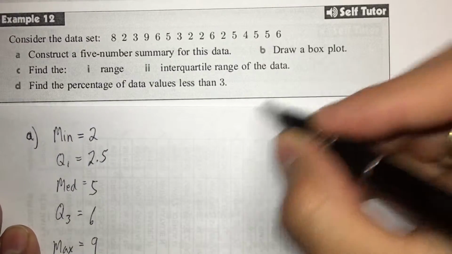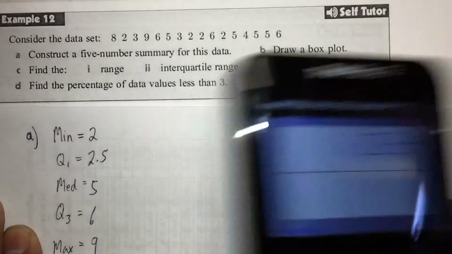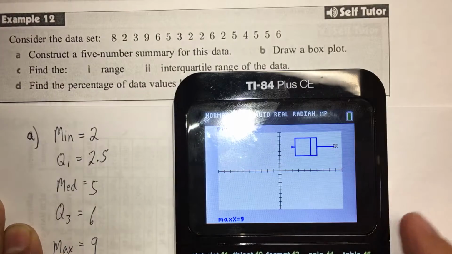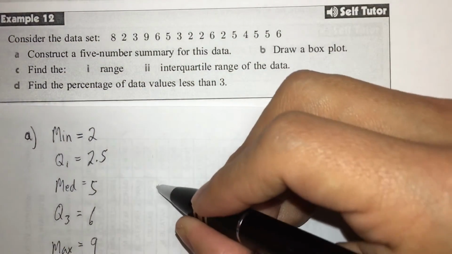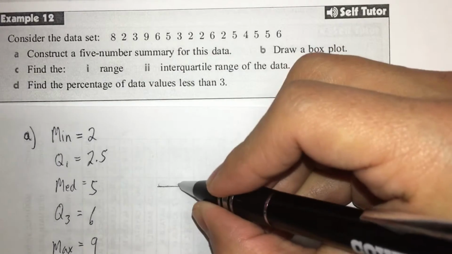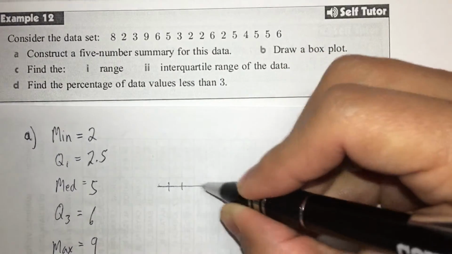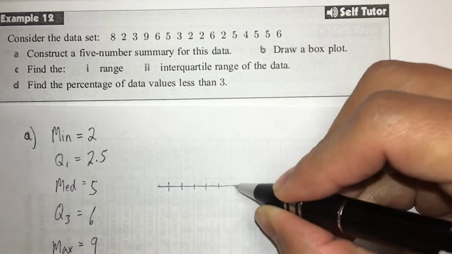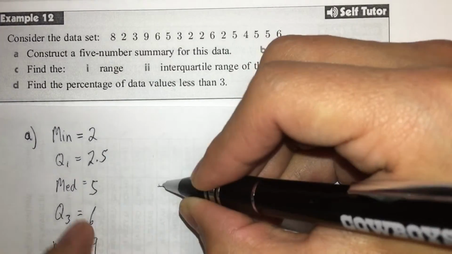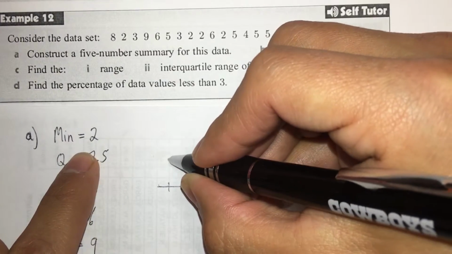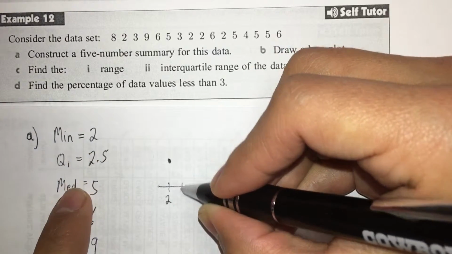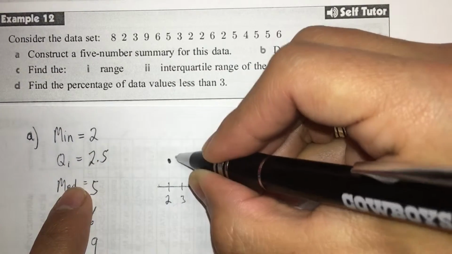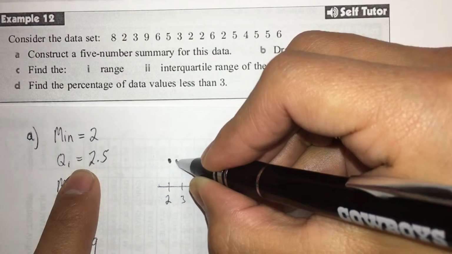And then it says to draw the box and whisker. So we're going to essentially just make a quick sketch of what this looks like. I'm going to draw my number line. I'm going to plot the minimum. So I'm going to make this right here equal to 2. And then this could be 3. So 2.5 is my first quartile.